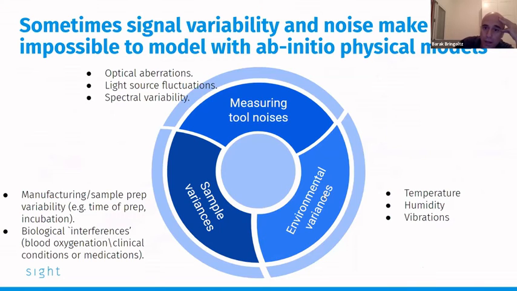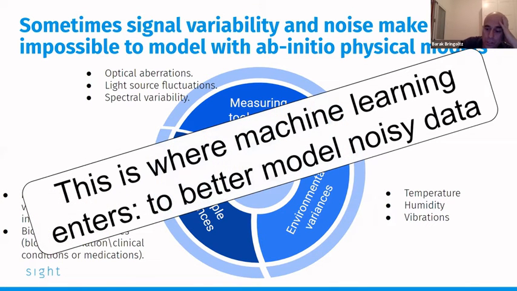And so in general, what we find in our industrial use cases is that there are lots of physical types of noises we simply do not know how to model, such as tool noises like optical aberrations of different types, environmental variances like temperature, which may change the index of refraction, for example, or other things. But also sample variance, like for example, in the context of blood diagnostics, how will a certain person's blood oxygenation level change the model that we have in mind to use to predict the blood quantities thereafter. And this is exactly where we find machine learning is useful.